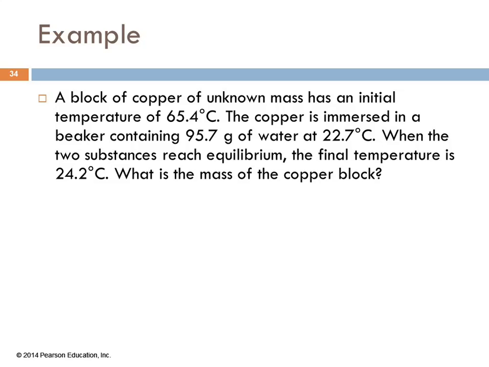So let's do an example. A block of copper of unknown mass has an initial temperature of 65.4 degrees Celsius. The copper is immersed in a beaker containing 95.7 grams of water at 22.7 degrees Celsius. When the two substances reach equilibrium, the final temperature is 24.2 degrees Celsius. What is the mass of the copper block?